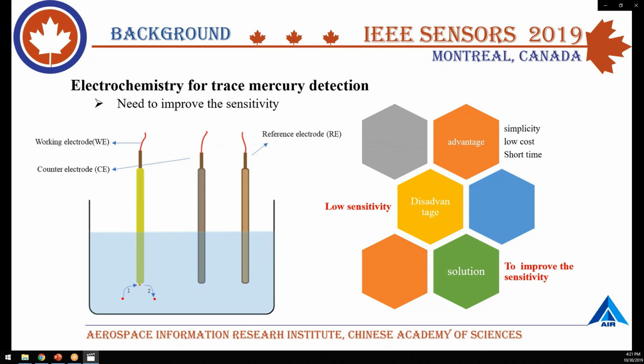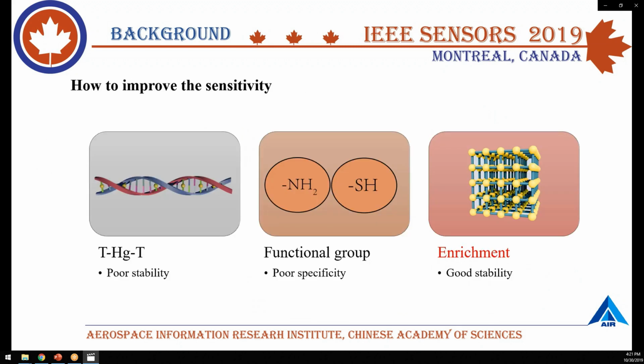To sum up, the electrochemistry method has the advantage of simplicity, low cost, and short time compared with other methods. But its sensitivity cannot meet the demand of trace mercury. Therefore, we need to find a way to improve the sensitivity. How to improve the sensitivity?